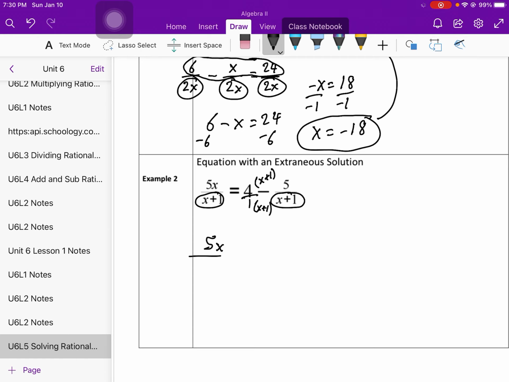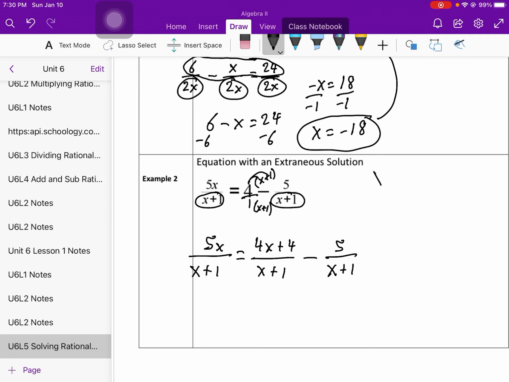So we're going to leave this fraction here the same, 5x plus 1 equals distribute 4x plus 4 over x plus 1 minus, and then this one also stays the same, 5 over x plus 1. We just changed that one in the middle that didn't have a common denominator with the other two.